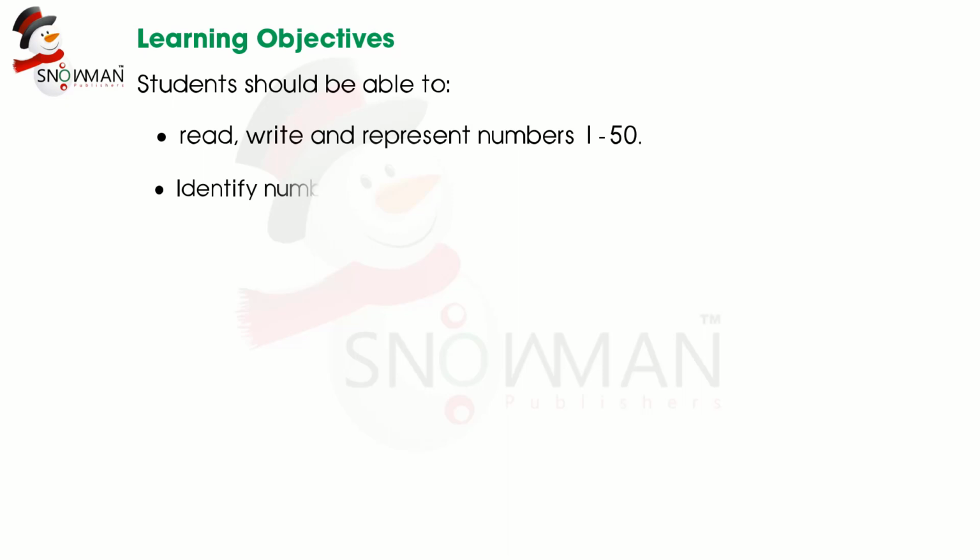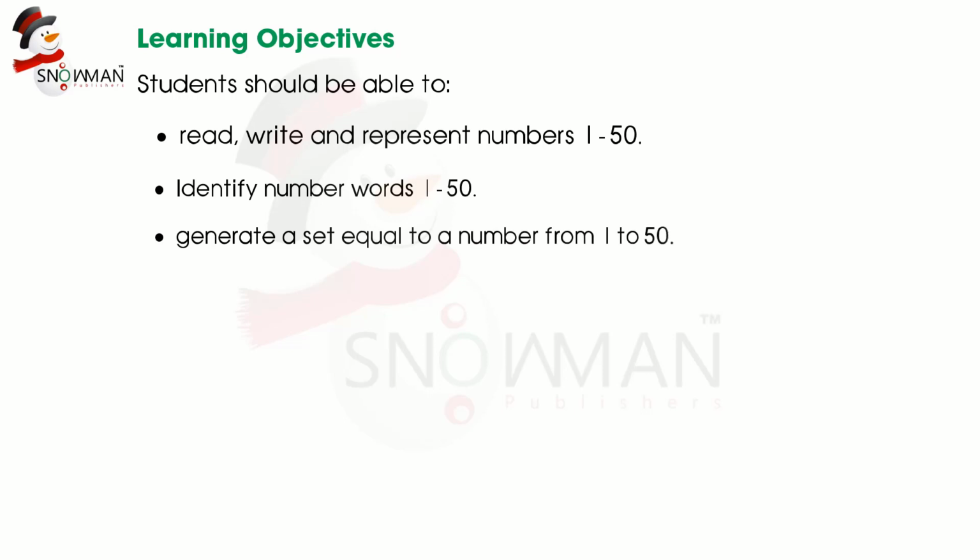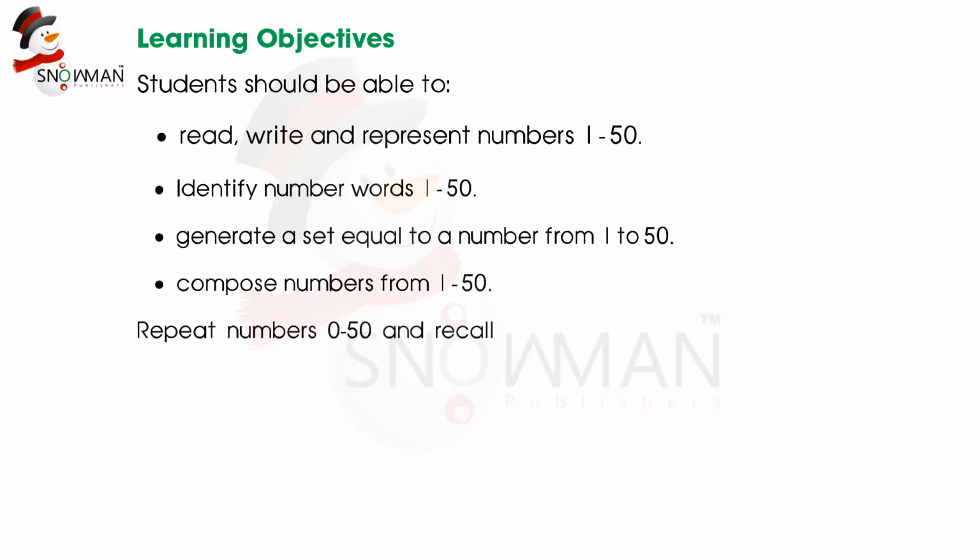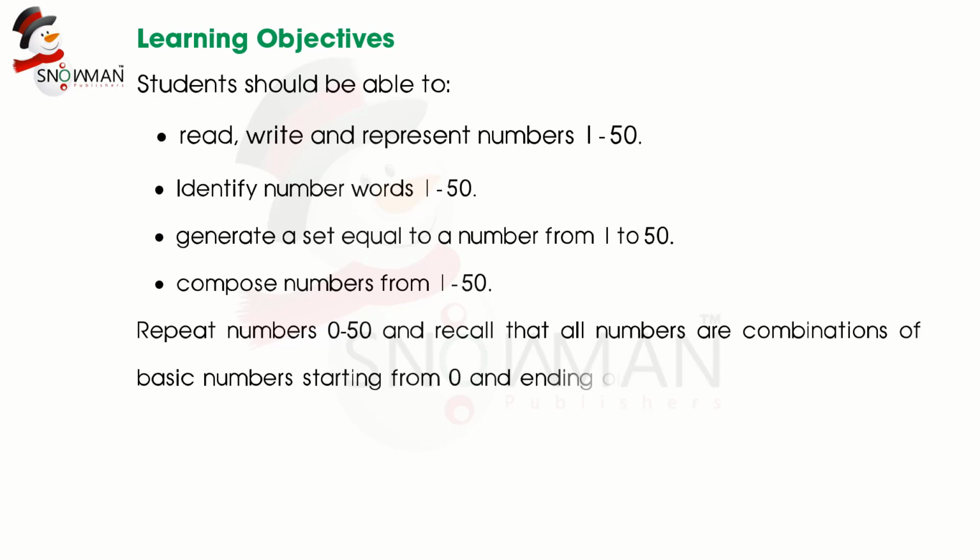Identify number words from 1 to 50. Generate a set equal to a number from 1 to 50. Compose numbers from 1 to 50. Repeat numbers from 0 to 50 and recall that all numbers are combinations of basic numbers starting from 0 and ending on 9. To move forward, follow these steps.